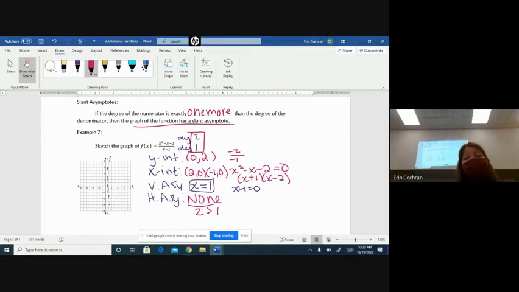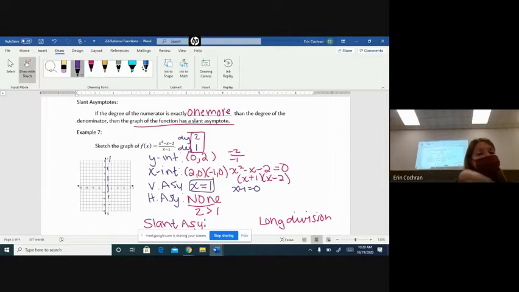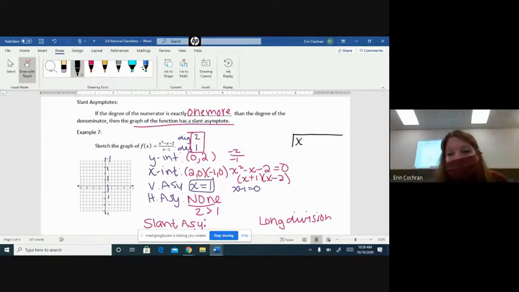Okay, so to find my slant asymptote, we use long division. Do we know how to use long division? Please say yeah. Yeah, okay. What goes underneath my division bar? X squared minus x minus 2. What's my divisor? X minus 1, right?